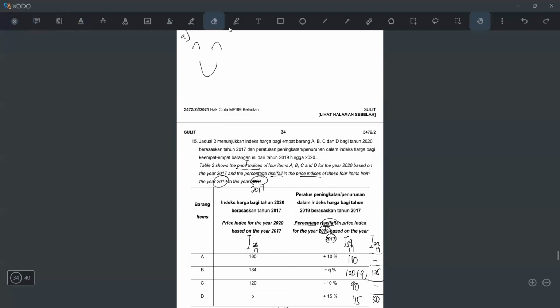Wait, what happened? I cannot see. Okay, I can see already. There, 2017. And then 2019. And 19, then 2020. Okay, the P is for what? 2017. That's P, the mouth part.